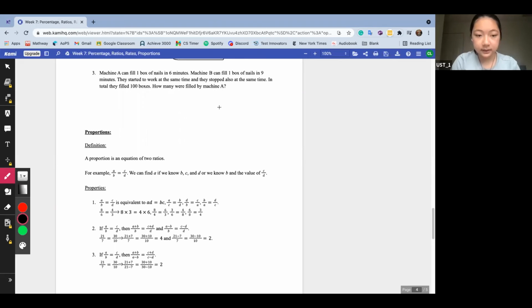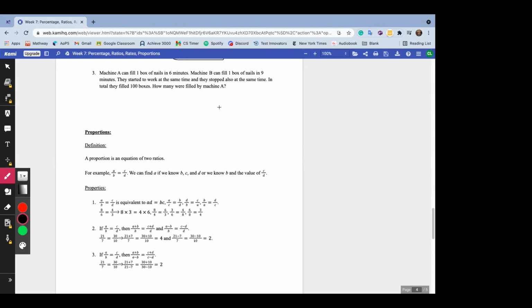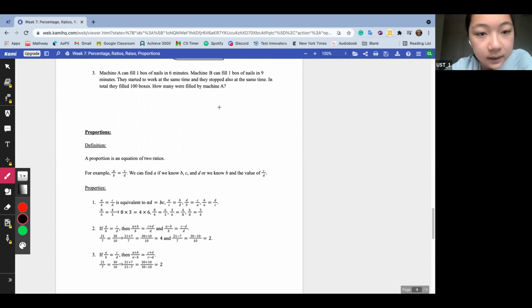Okay, so I'm gonna explain it. I'm gonna use a slightly different way. Machine A can fill 1 box of nails in 6 minutes. If you multiply both by 3, you'll get 3 in 18 minutes. For machine B, it can fill 1 box of nails in 9 minutes. Multiply both by 2, you'll get 2 boxes in 18 minutes. That means the ratio of how fast they work is 3 to 2.